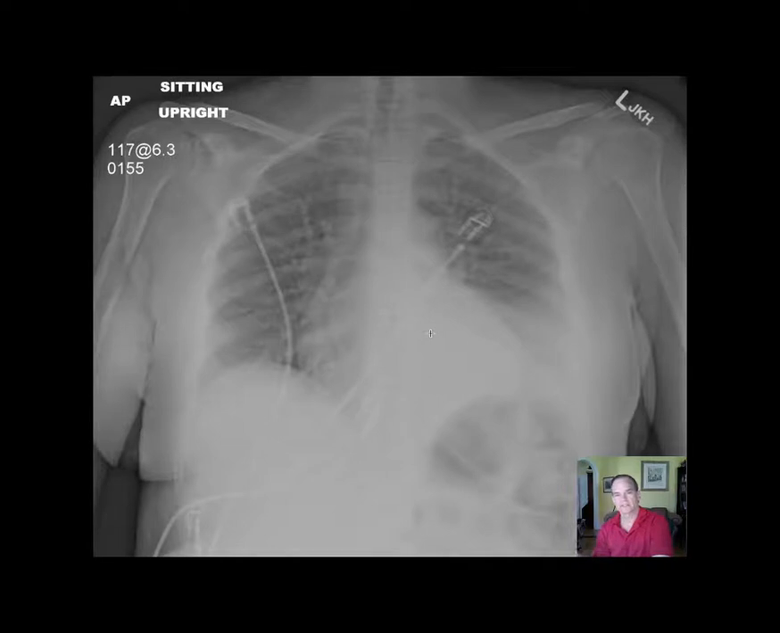So in this case, it's pretty much straightforward. You have a young lady that has chest pain and cough. Your impression: left lower lobe pneumonia. Straightforward as that.